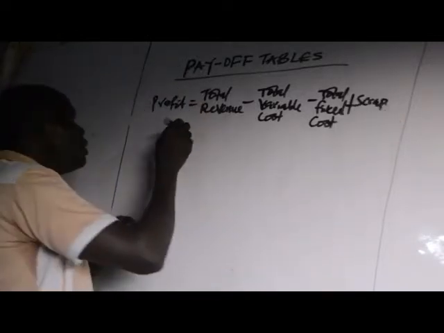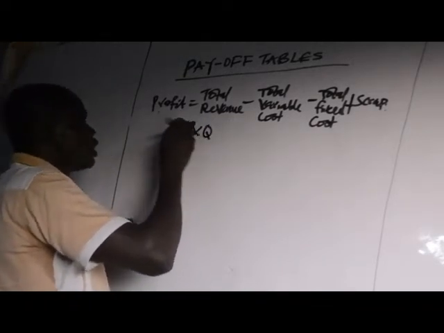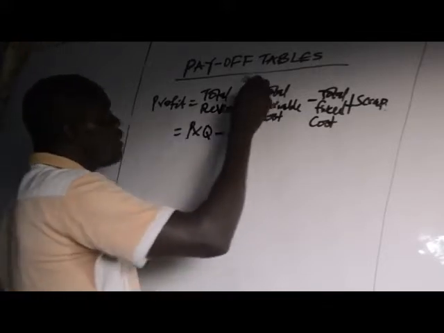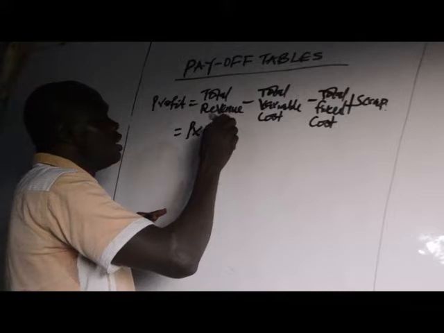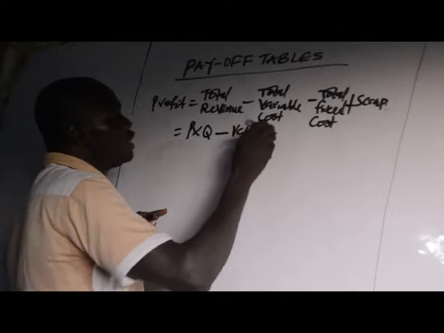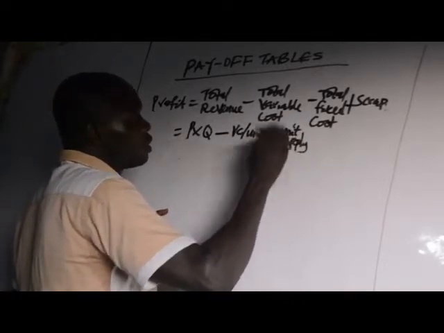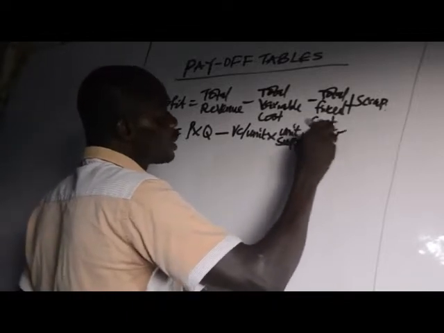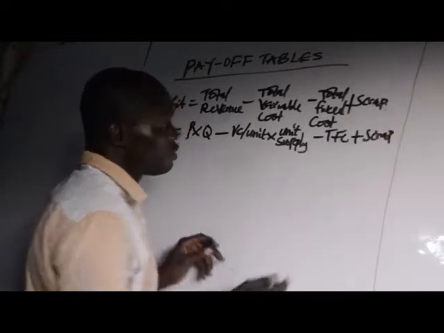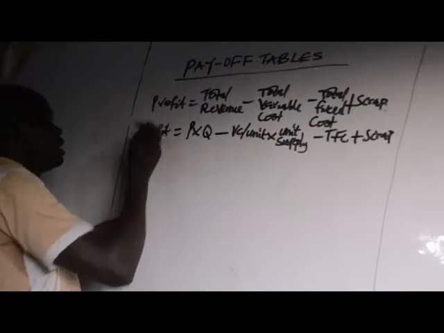So total revenue is the product of price and quantity sold. Revenue is price times quantity sold, minus total variable cost, which will be variable cost per unit multiplied by unit supply, minus total fixed cost, if any, plus scrap. You'll be given the scrap value.